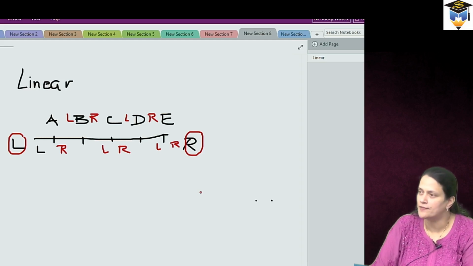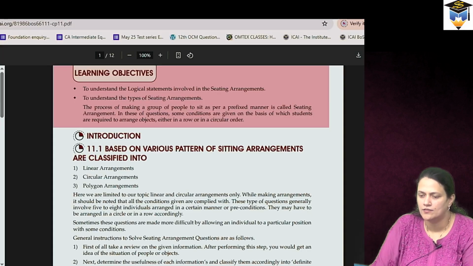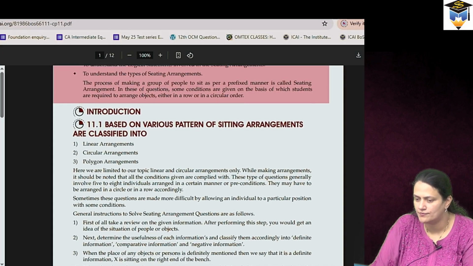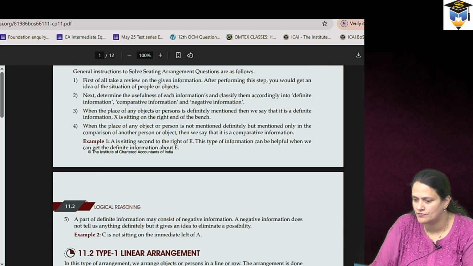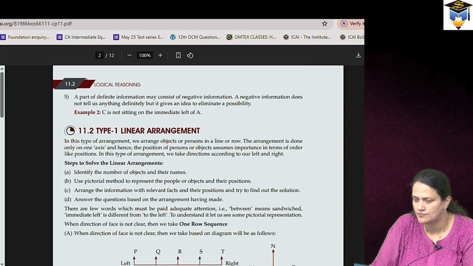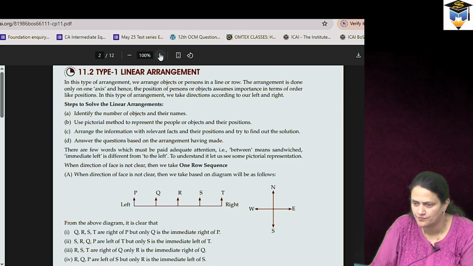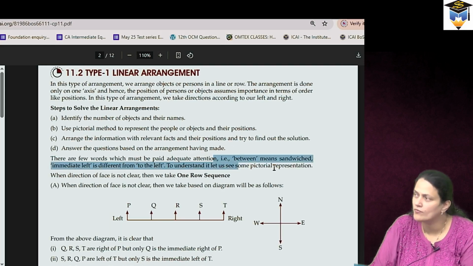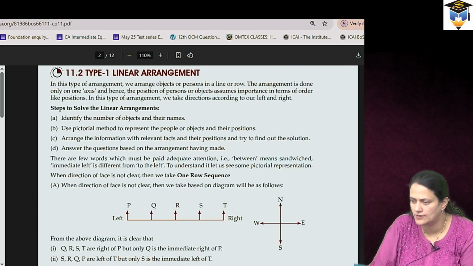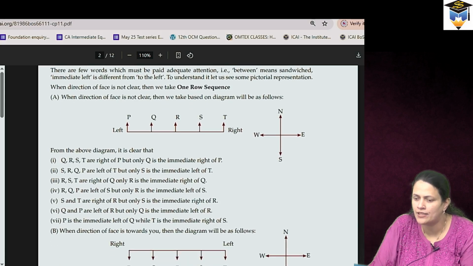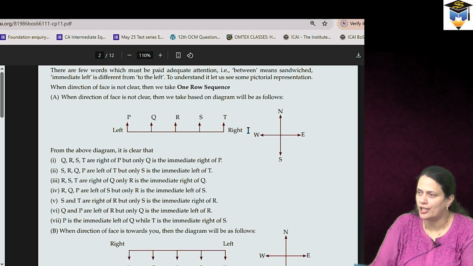I hope this is easy. Understood this part? Now, this is clear. Okay, let us take this example. If you can see, P, Q, R, S, T are sitting in a linear arrangement.